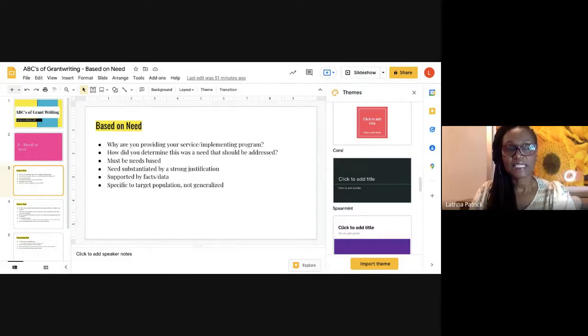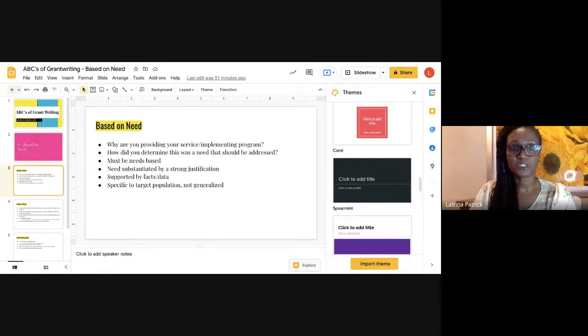It can't just be that you perceive something to be a need, but you need to be able to justify and substantiate that, and then express that in your proposal so that the reviewer and the funder understands why you're doing what it is that you're doing. You're not just implementing a program because it's something that your organization does, but because it's a specific need in this particular community that you decided to serve.